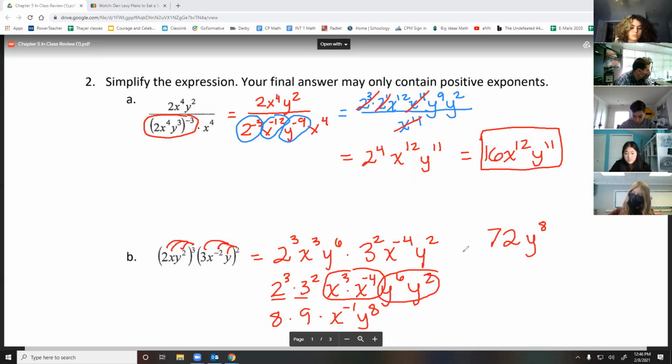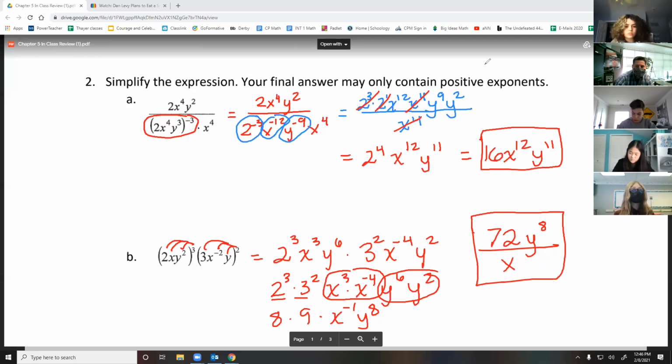And what happens to that x to the negative first? Where does that go? Underneath as x to the positive first. You don't need to write that 1. You can just write x, just like that.